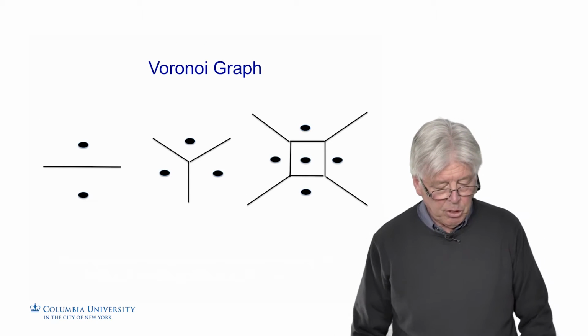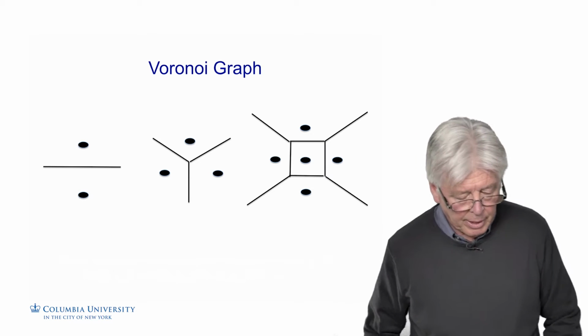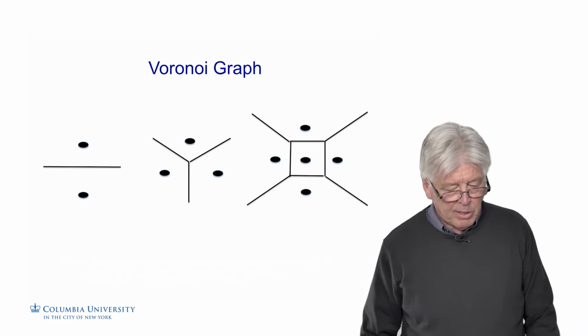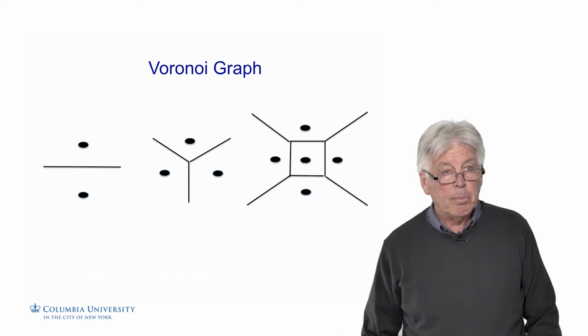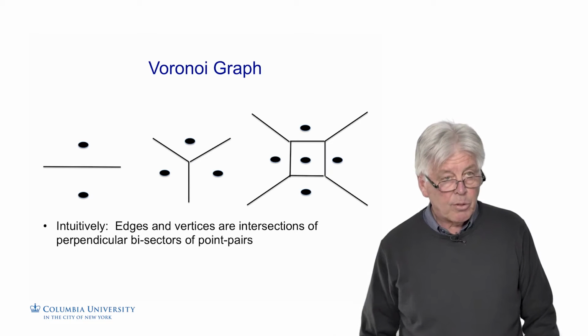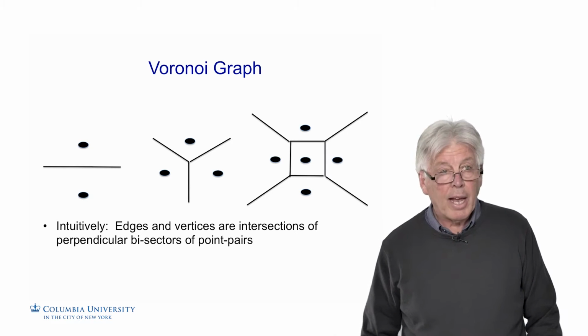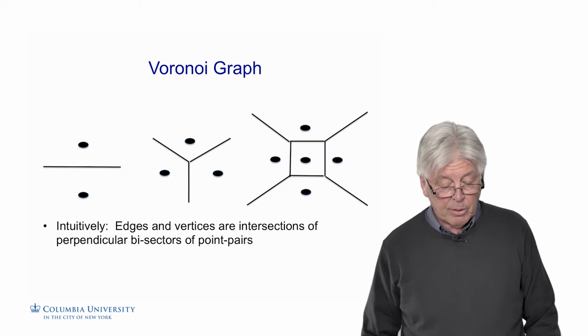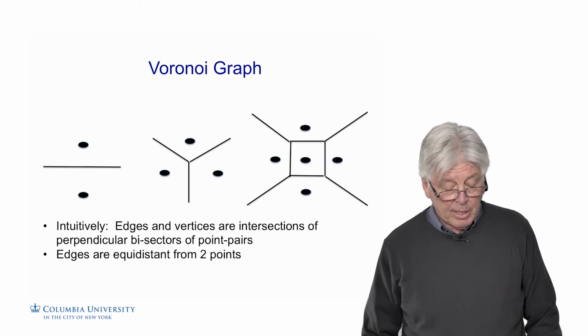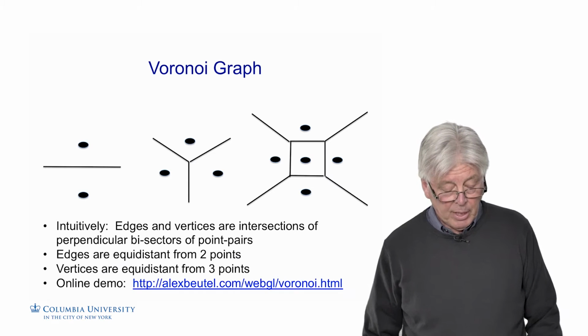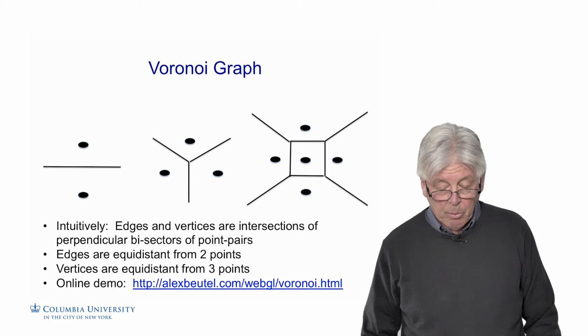So if we have 2 sites, we can see that the Voronoi graph is simply the perpendicular bisector of those 2 points. And if we have 3 points, we have edges that come together into a vertex. So you can see that the edges are equidistant from 2 points and the vertices are equidistant from 3 points.